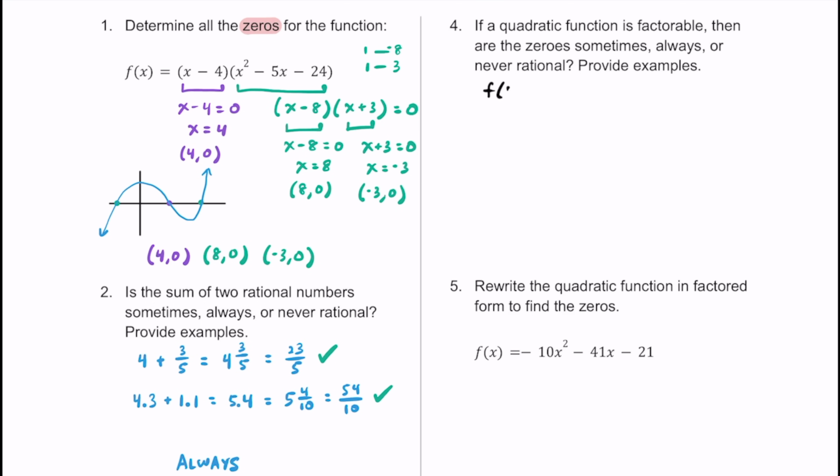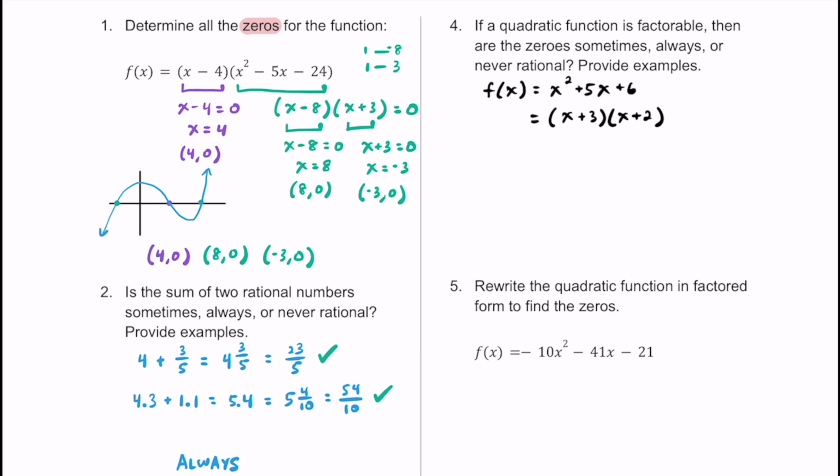Maybe something like this, where we have f of x is equal to x squared plus 5x and then plus 6. So is this factorable? Yeah. If you go ahead and factor this, this is going to be the quantity of x plus 3 times the quantity of x plus 2. So that is a quadratic function that is factorable. So what would the zeros be here?